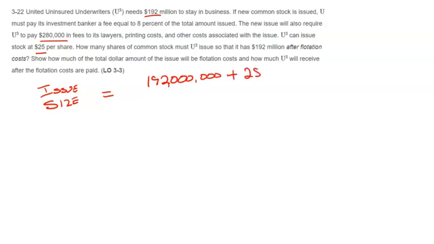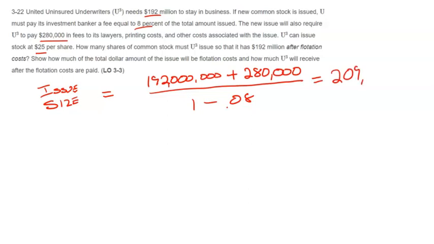Plus the 280,000, and in order to charge the 8% on all of that, we need to divide by 1 minus 0.08, the underwriter's fee. So we'll have 0.92. So in other words, 192 million plus 280,000 is 92% of the issue size. So when we do that, we'll gross it up, and we get 209 million.